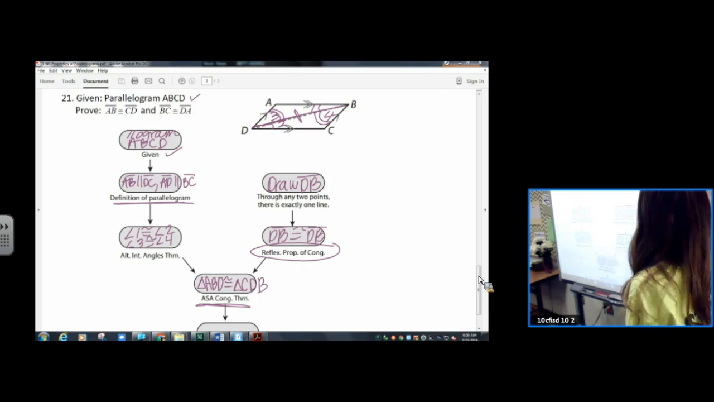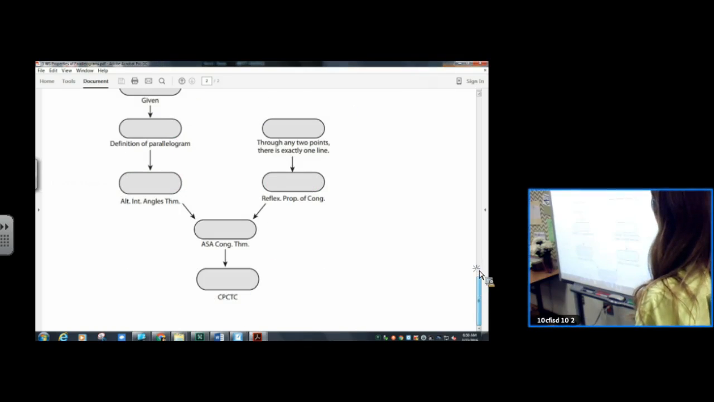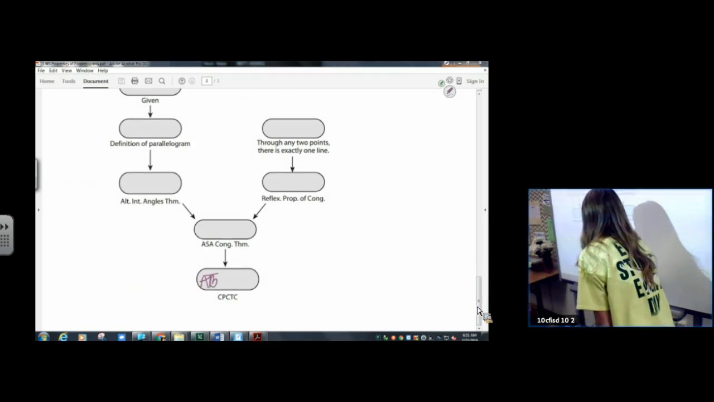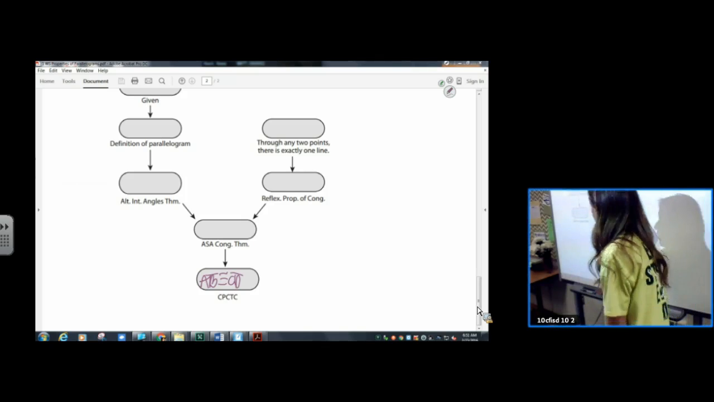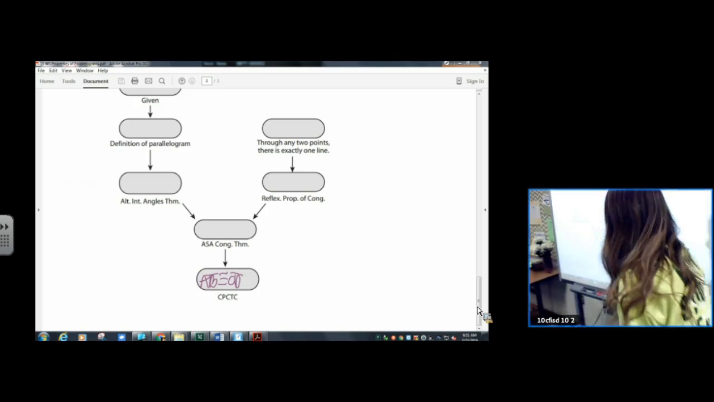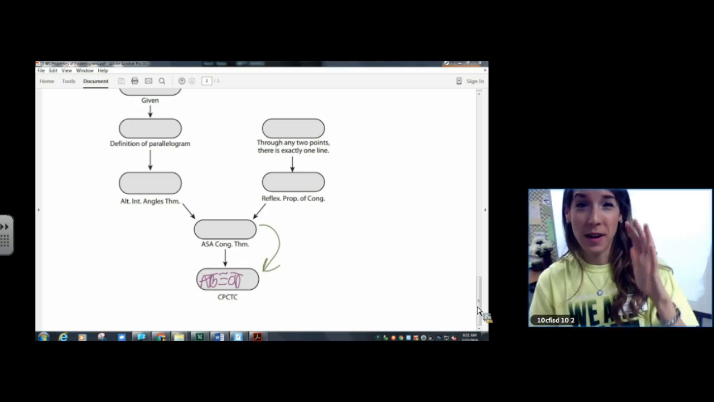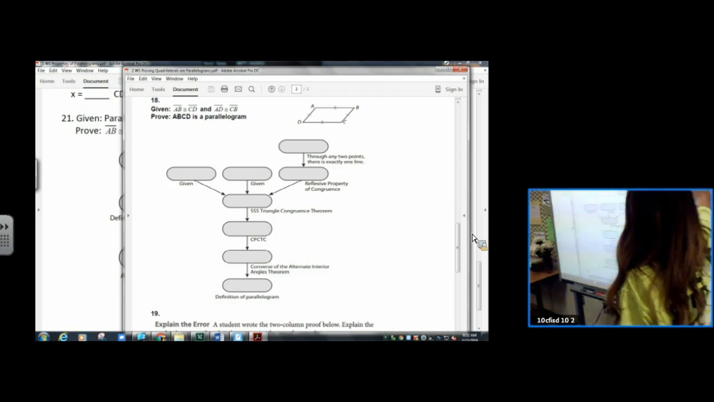But why? What do we end with? Let's see. We always end with the proof. AB is congruent to CD, and the other two sides are congruent as well. Why? Because remember, right after you've said that two triangles are congruent, the next step is usually corresponding parts of congruent triangles are congruent.